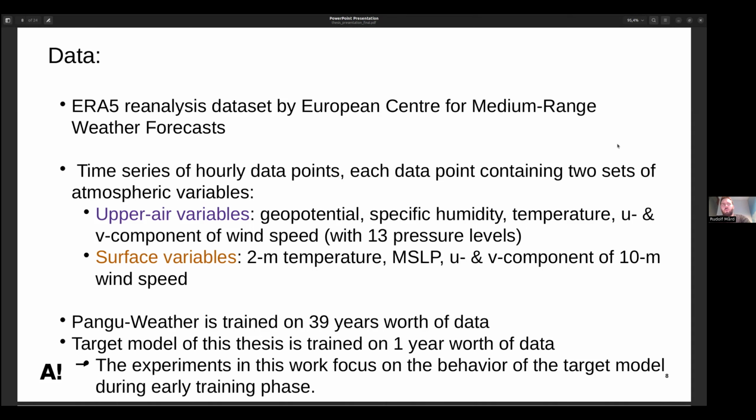And Pangu-Weather is trained on 39 years worth of hourly data points, each of which are big tensors. It is a very large dataset. The target model of this thesis is therefore trained only on 1 year worth of data. And it is also important that the experiments in this thesis focus only on the behavior of the target model during the early training phase.